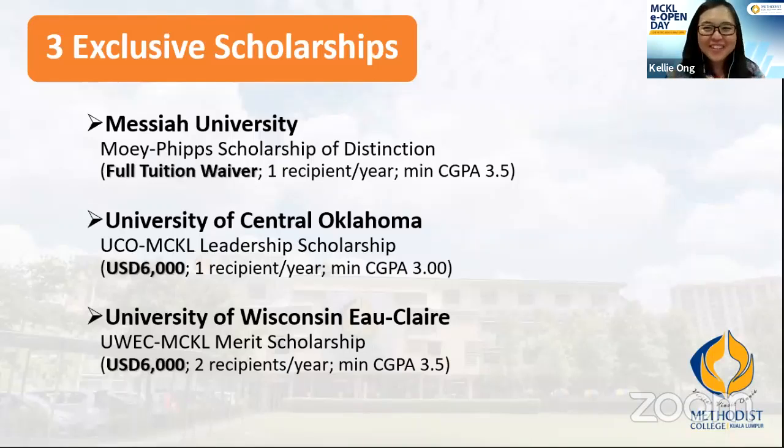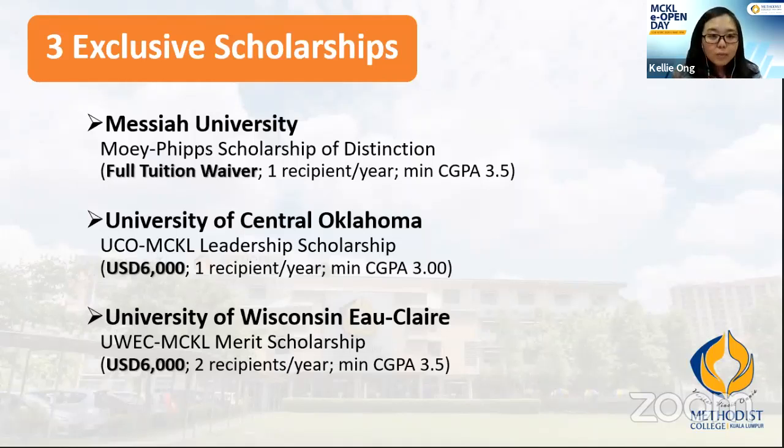Next, something very interesting. We have exclusive scholarships. These scholarships are solely for ADTP at MCKL students. For Messiah University, we have the Myfield Scholarship of Distinction, where the recipient will receive a full tuition waiver. It's limited to one recipient per year. I also added the minimum CGPA requirement so that students are aware of it. It's a minimum of 3.5 out of 4.